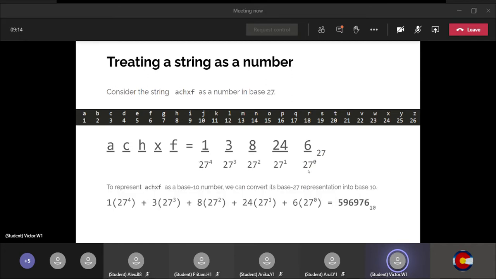Because when we code in programming languages, we are working with base 10 numbers, if not some power of base 2. So we need to convert it to base 10.